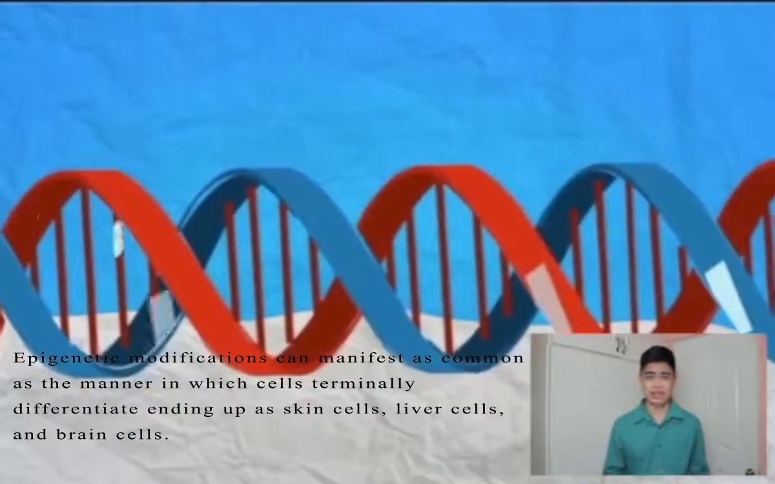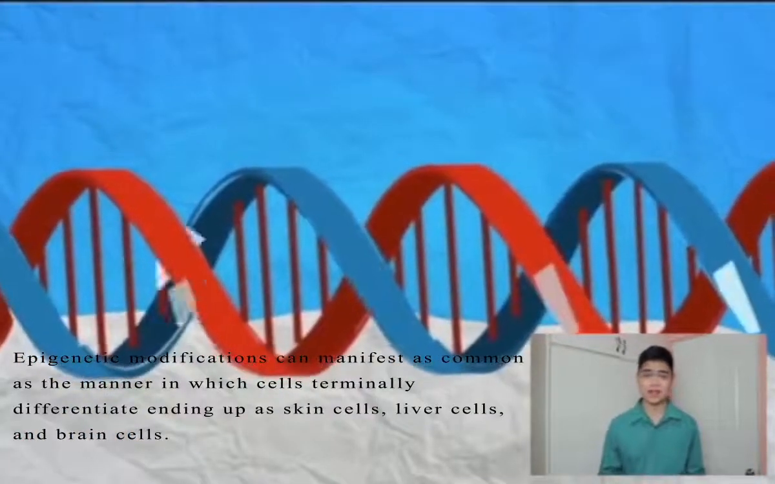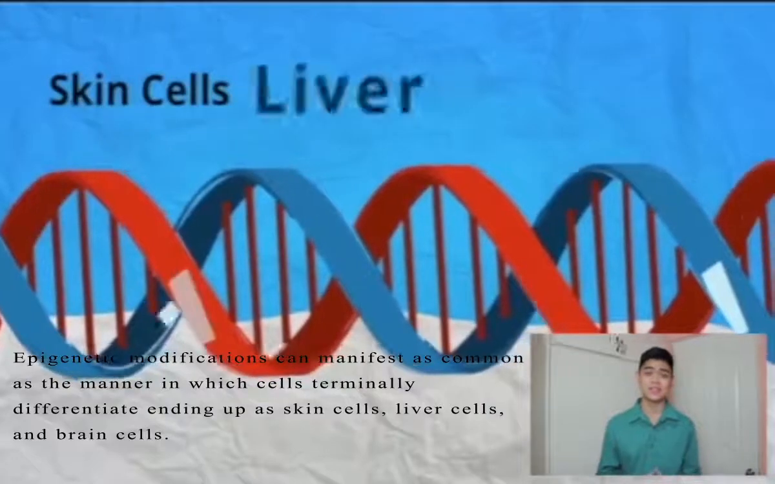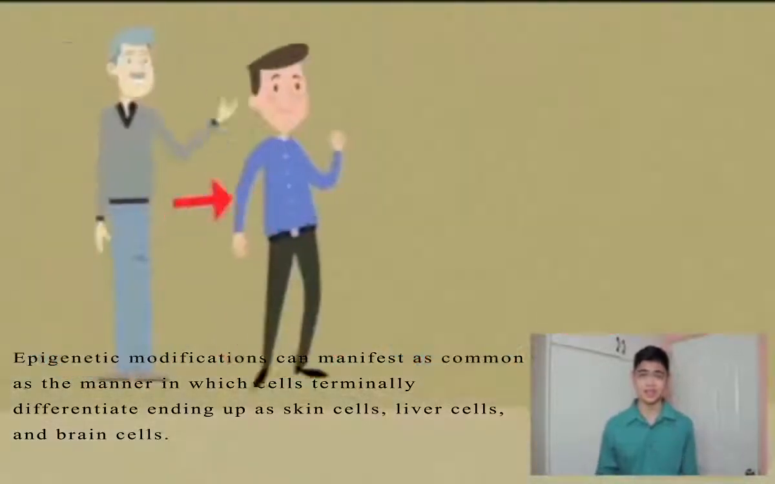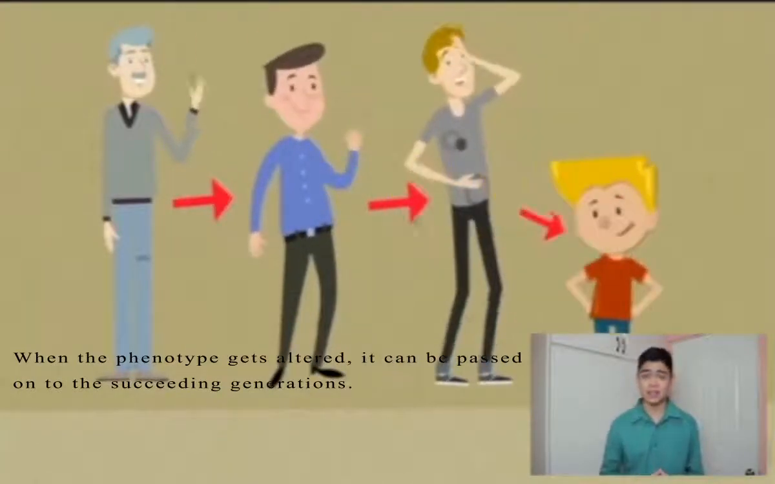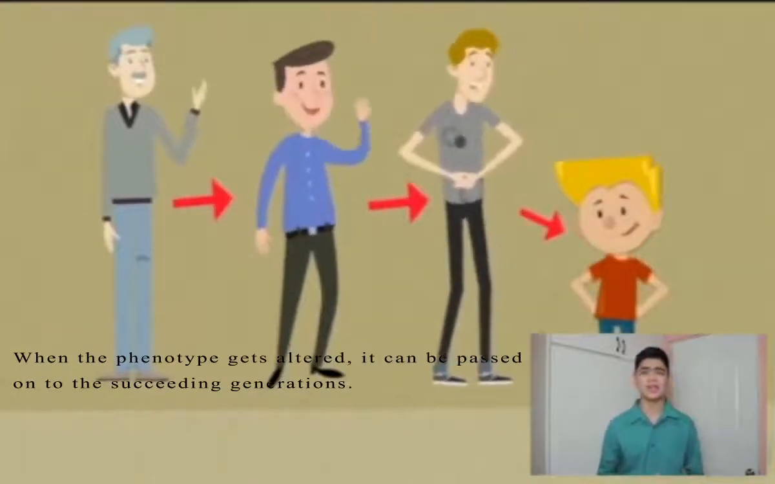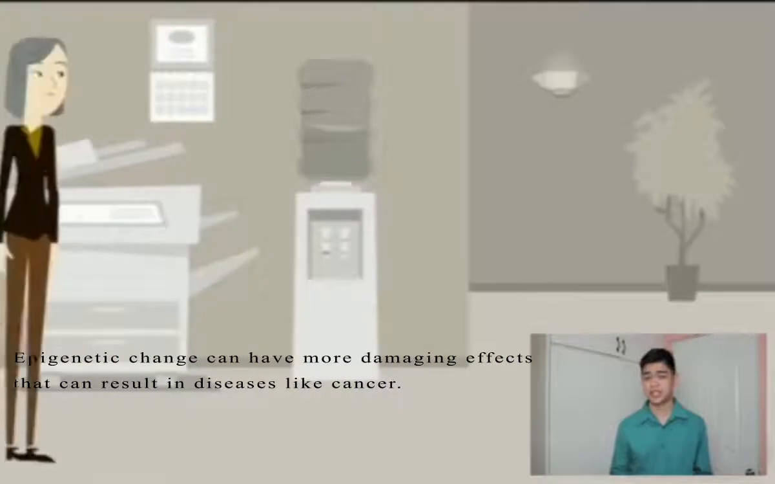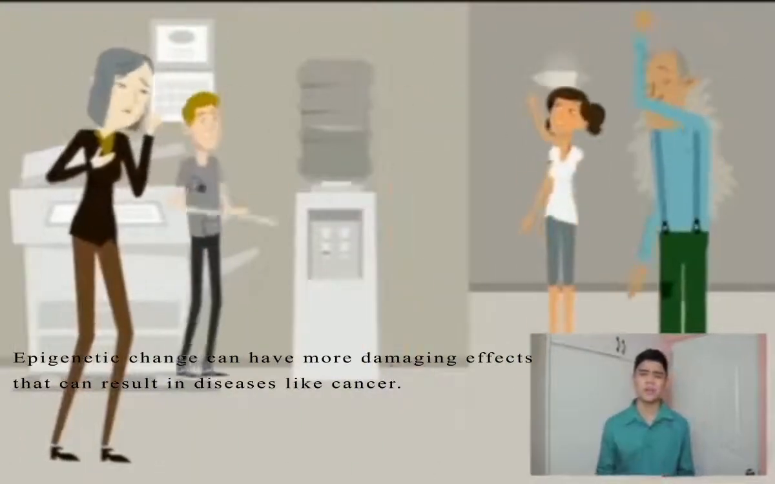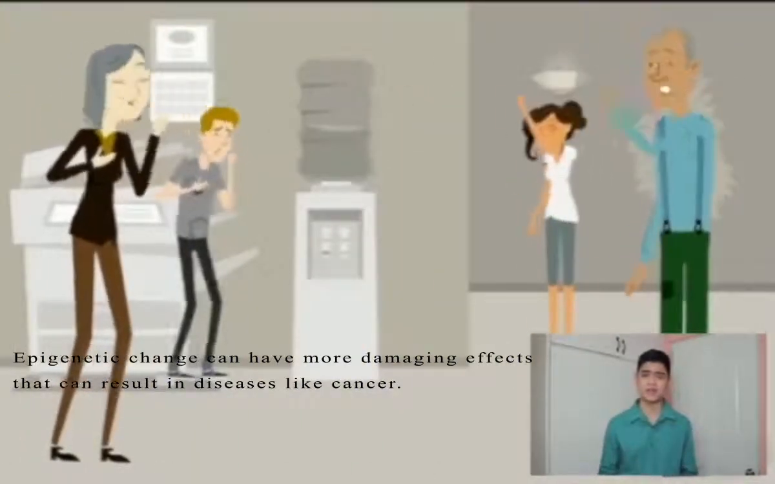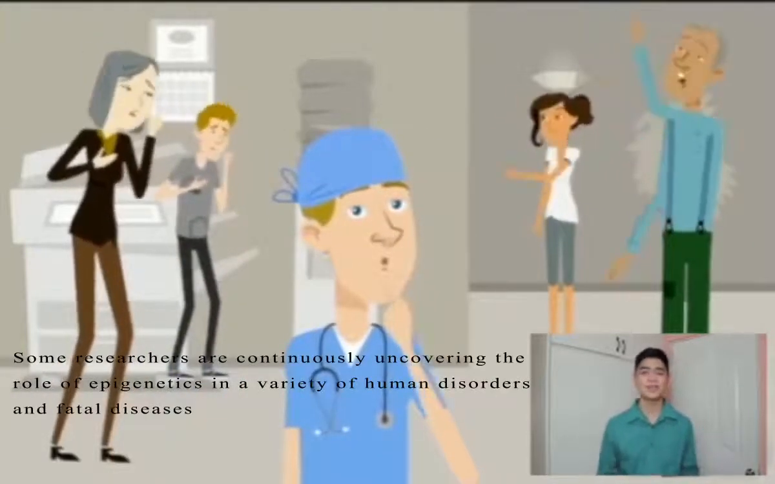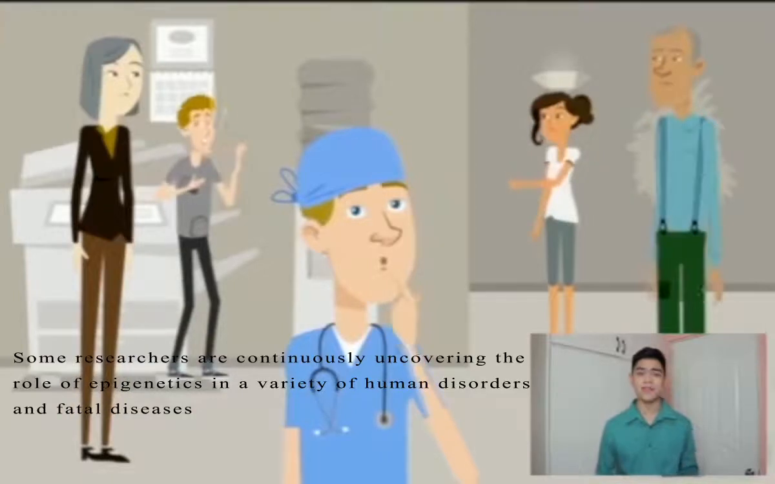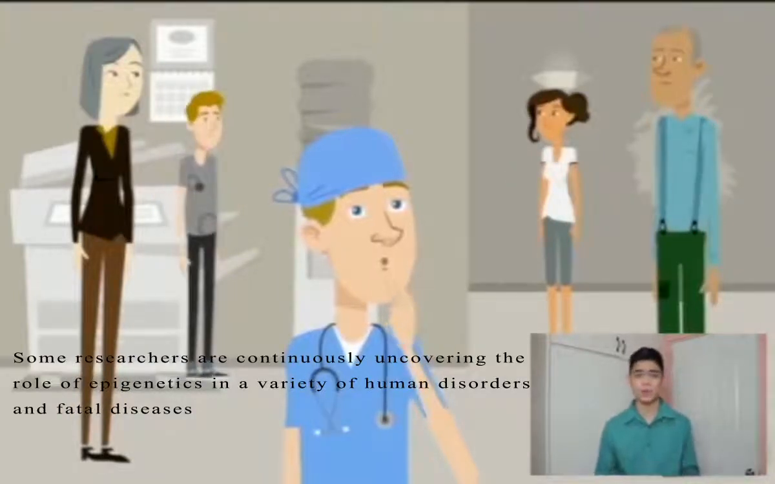Epigenetic modifications can manifest as commonly as the manner in which cells differentiate, ending up as skin cell, liver cell, brain cell, etc. When the phenotype gets altered, it can be passed on to the succeeding generations. Epigenetic change, however, can have more damaging effects which can then result in diseases like cancer. Some researchers are continuously uncovering the role of epigenetics in a variety of human disorders and fatal diseases.